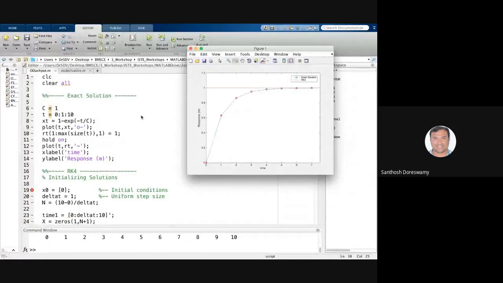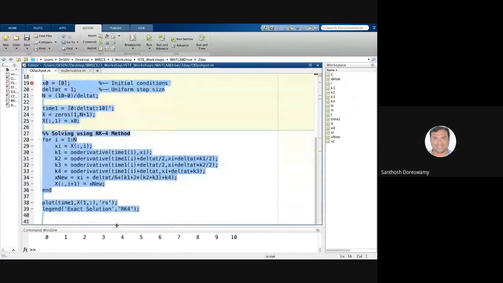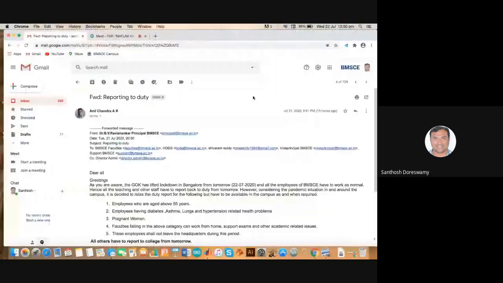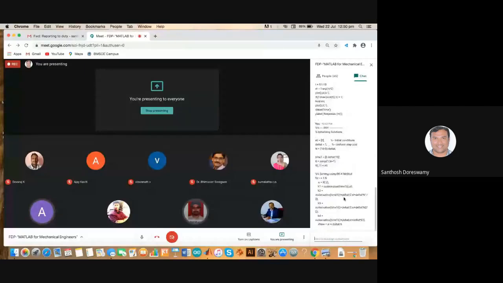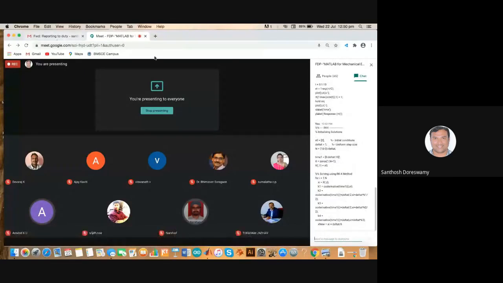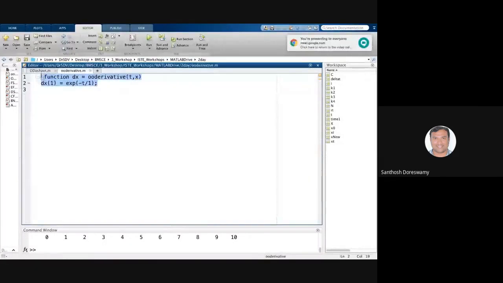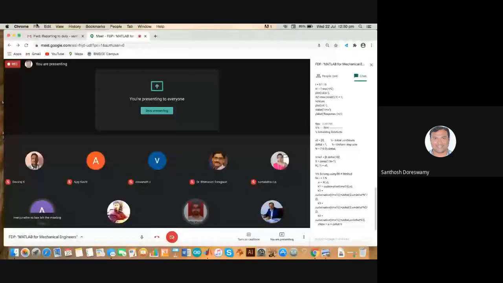So what I'll try to do is copy this code and paste it in the chat here. Okay, so that's the code that I've typed there. Then I will also give you the function that I've called in the main script. I've typed that and pasted it in the chat window.